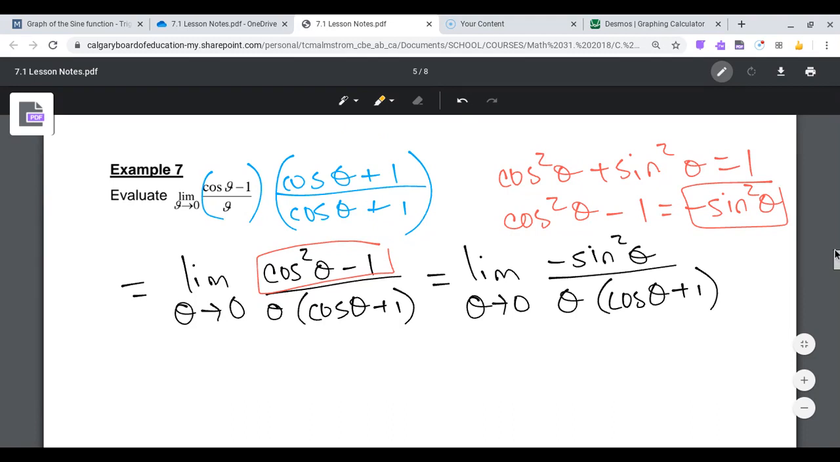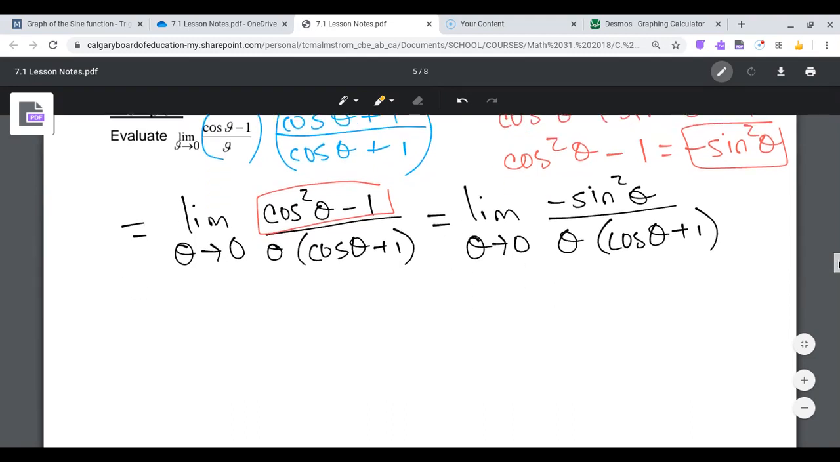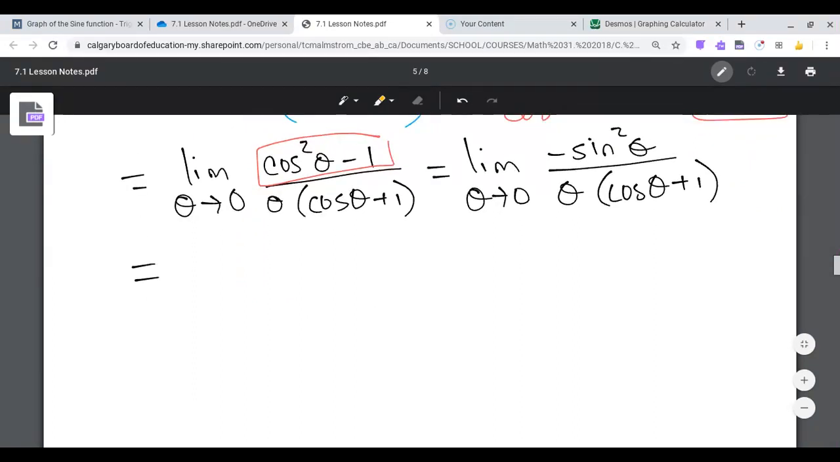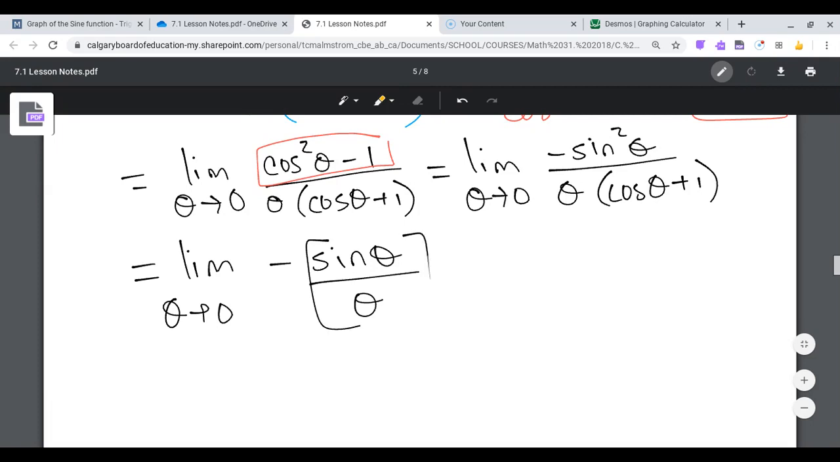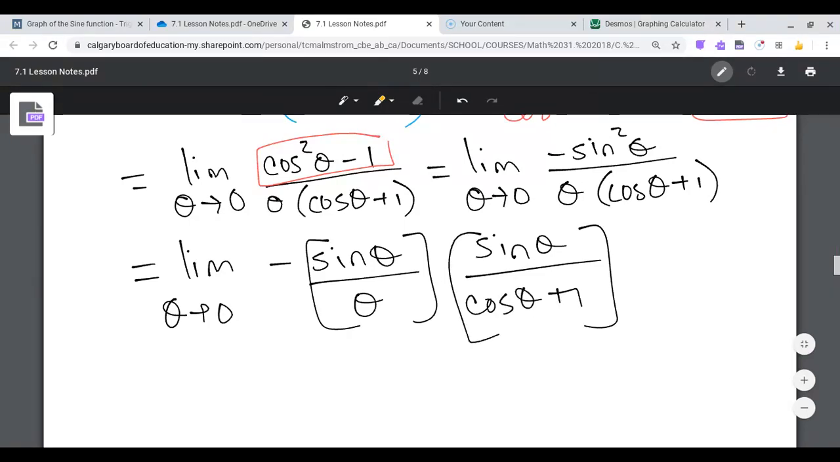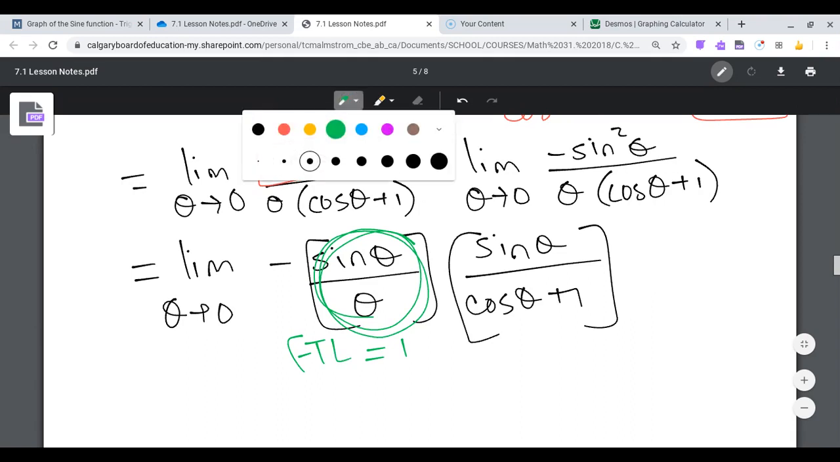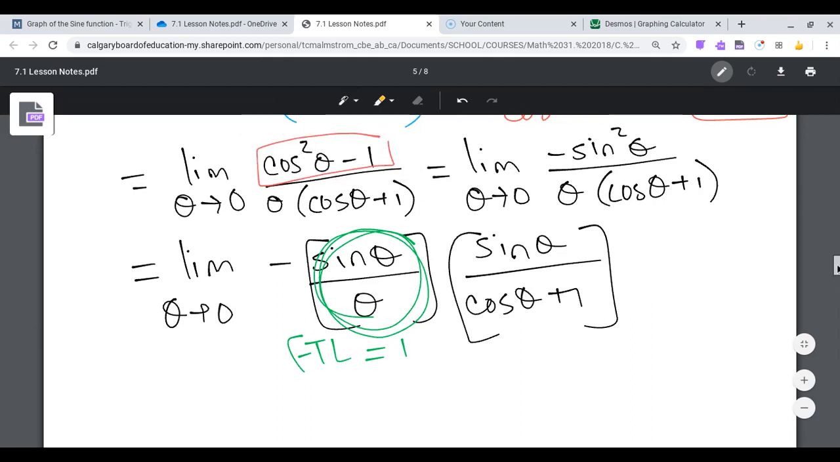And now I'm starting to see I might actually be able to find a fundamental trig limit in this if I pull it apart a little. So the limit as theta goes to 0 of negative sine theta all divided by theta, and then I have another sine theta left over on cos theta plus 1. And there's my fundamental trig limit, which is going to equal 1. And I'm going to rewrite this with what I have left over.